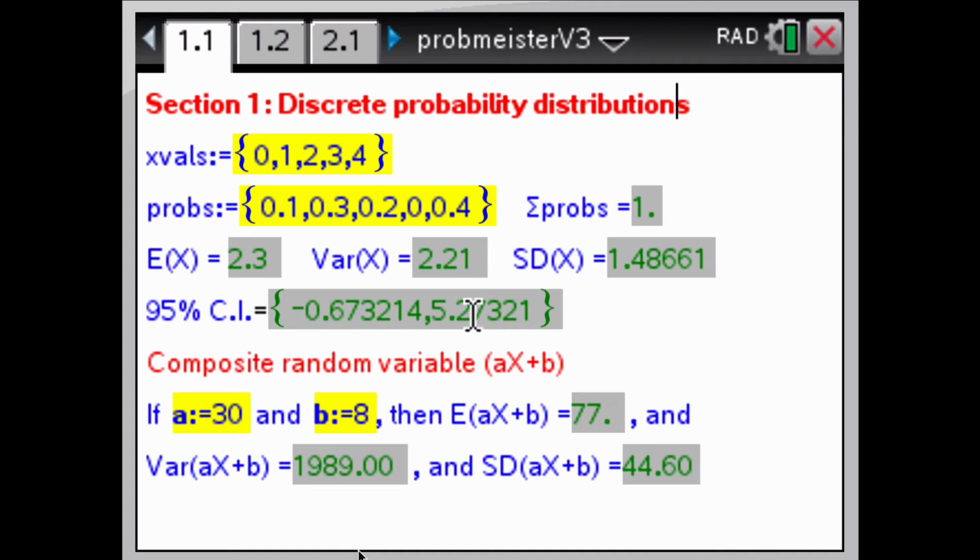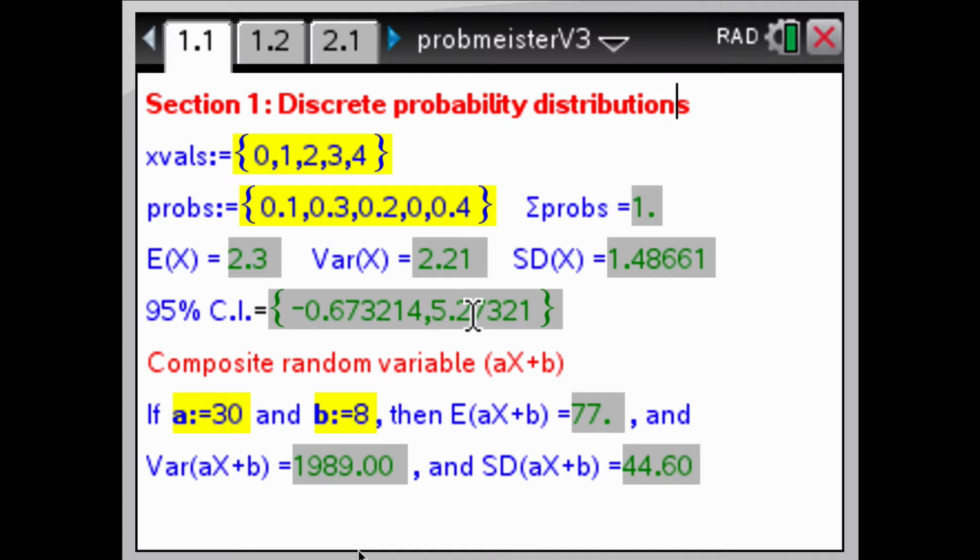Okay, so this is a little summary of the Probmeister TI-Nspire file, which is a collection of notes pages that perform many of the standard calculations from the probability topic in Year 12 Maths Methods.